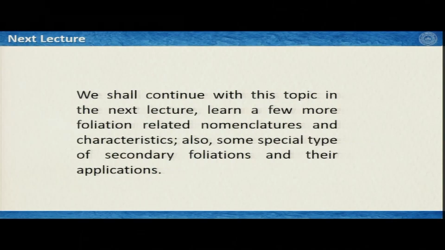So, with this I conclude this lecture. In the next lecture we shall continue with this topic, foliation, and we will mostly discuss the secondary foliations. We will learn some nomenclature, and also some special types of secondary foliations and their applications. Thank you very much.